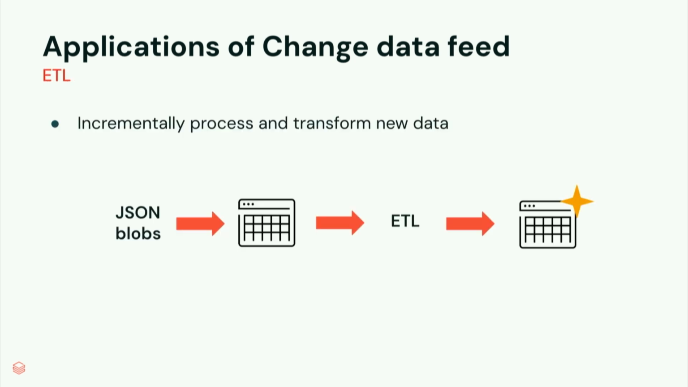Another one is ETL. Let's say you're bringing in a bunch of data, maybe these JSON blobs, and it's unstructured, it's not cleaned. And maybe you want to have a cleaned up version, your golden table. Your ETL pipeline can consume that change data feed, see what are all the changes that have come into this rough JSON blob table, and refine it. Only the things that have been updated. You don't want to repeatedly update and refine the things that have come in previously.